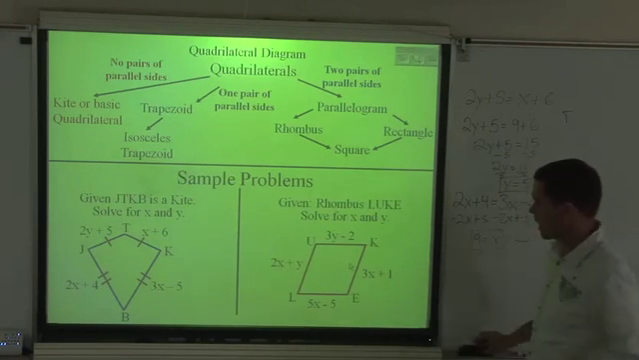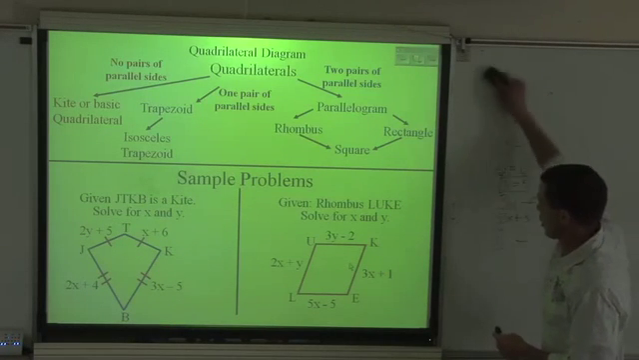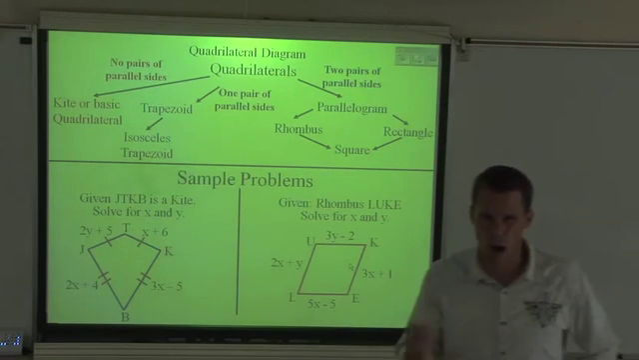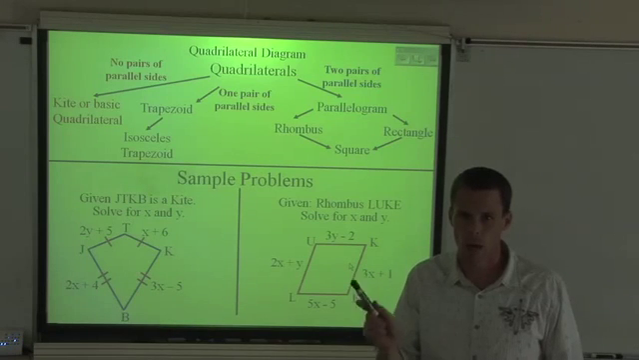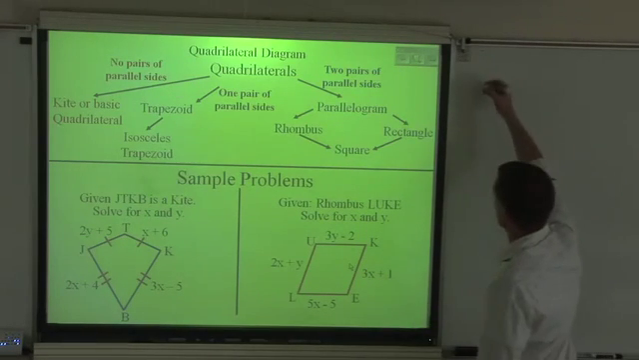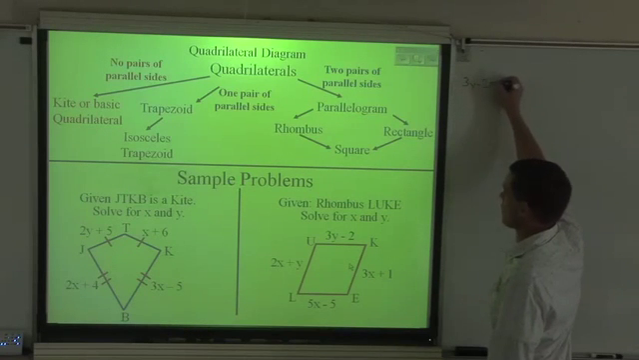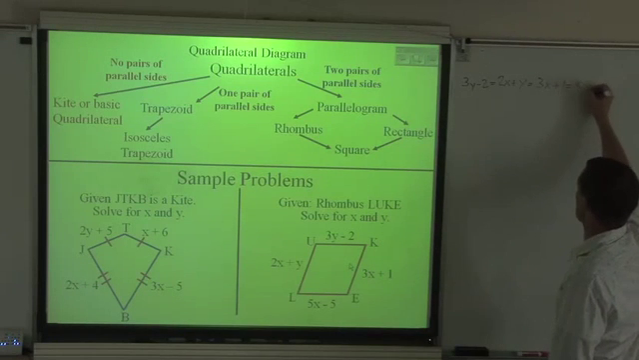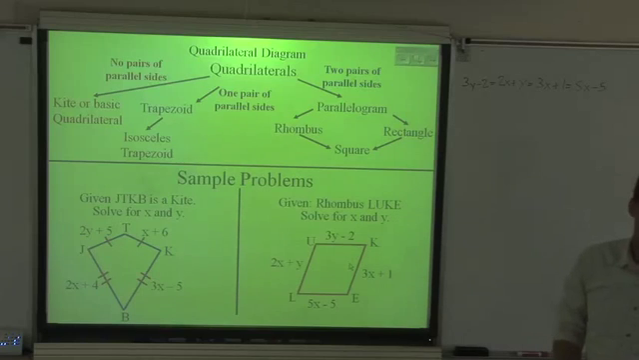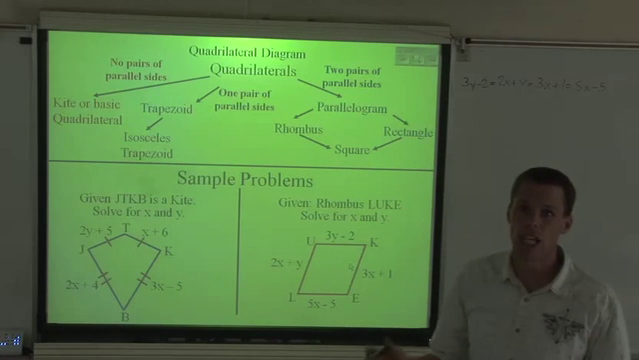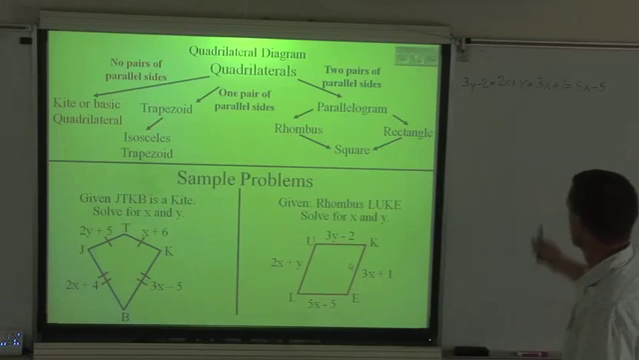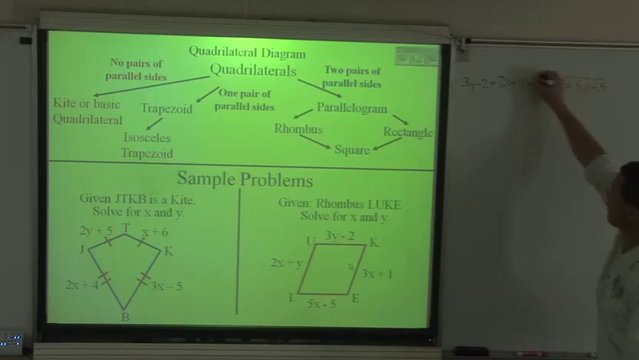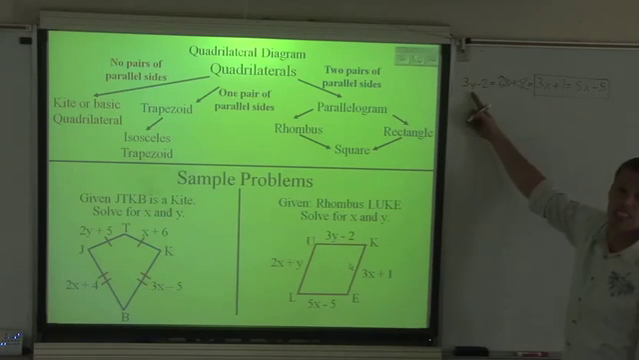Last question. Given rhombus LUKE, we're going to solve for x and y. Now in this case, the key is the word rhombus. Equilateral, quadrilateral. All four sides are congruent. So 3y minus 2 is equal to 2x plus y, which is equal to 3x plus 1, which is equal to 5x minus 5. All four of them are equal, so we get to choose whichever ones we want. Don't choose the one with x and y. And then these two right here have x, so let's get rid of the one that has y.